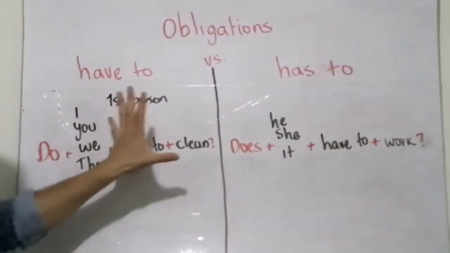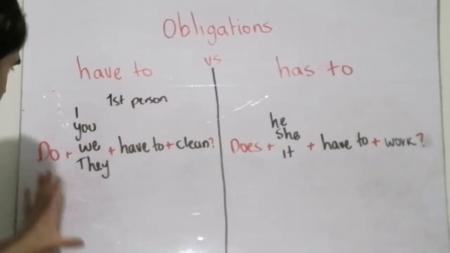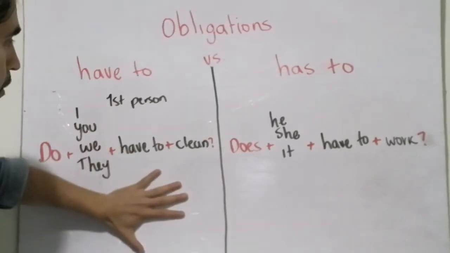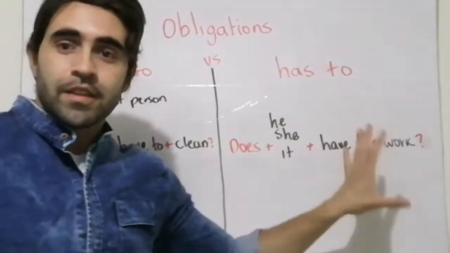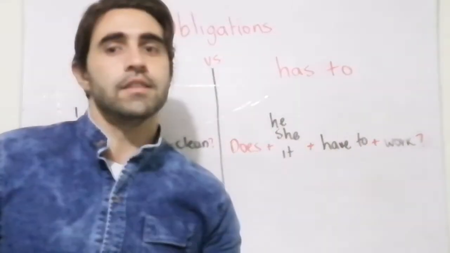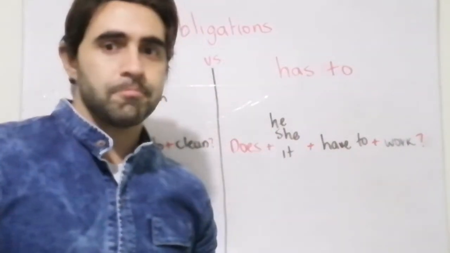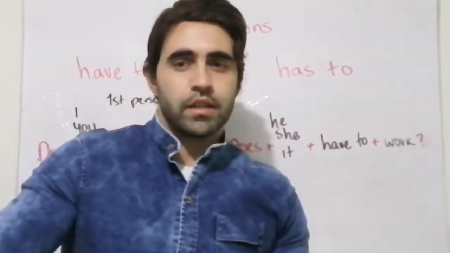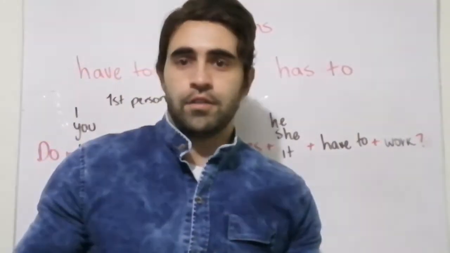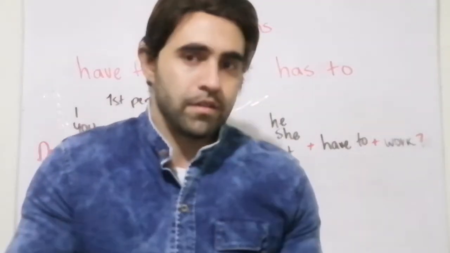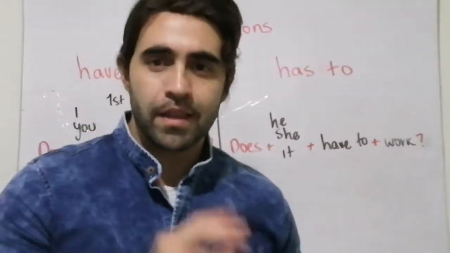Now, this is the big difference between the questions, the interrogative form in the first person and the interrogative form in the third person. Now, let's get to the negative sentence, but the negative sentence is not an obligation. You are expressing that it's something that you don't have to do. It's something that is not an obligation, right? So I'm going to explain that part to you.